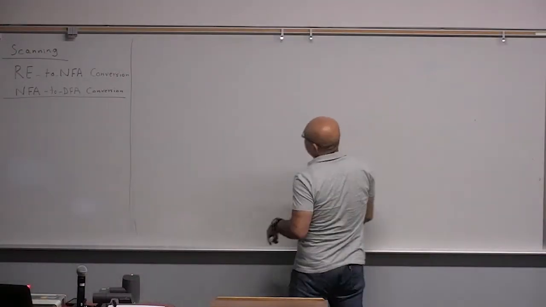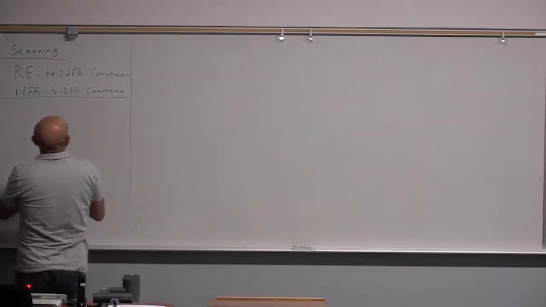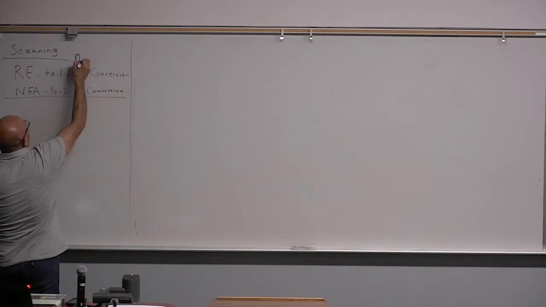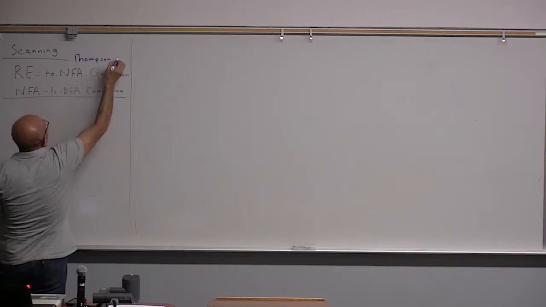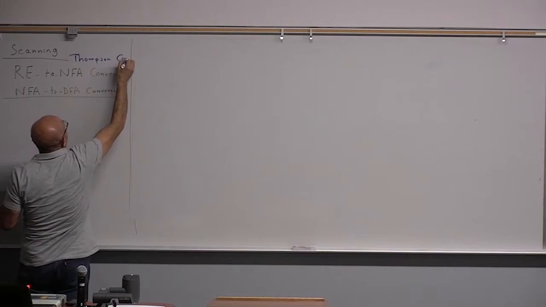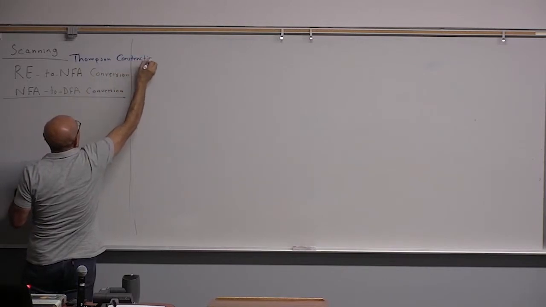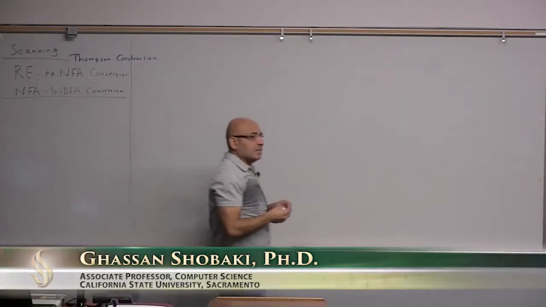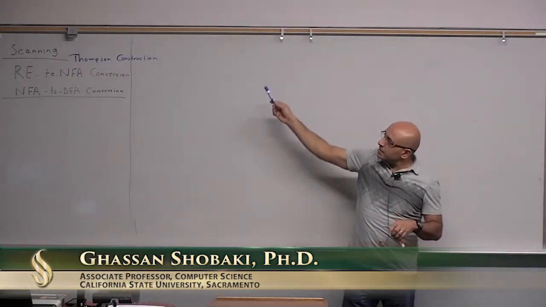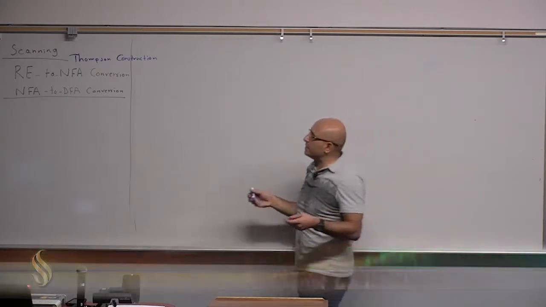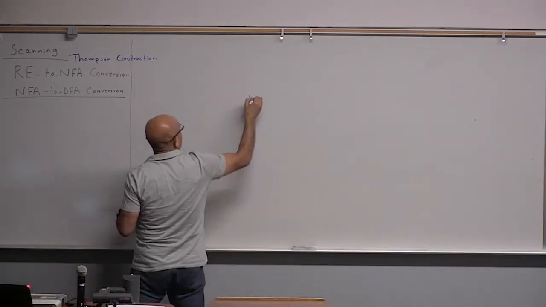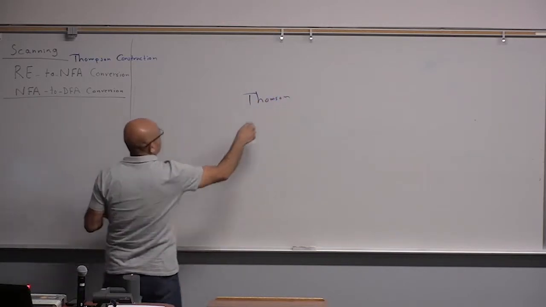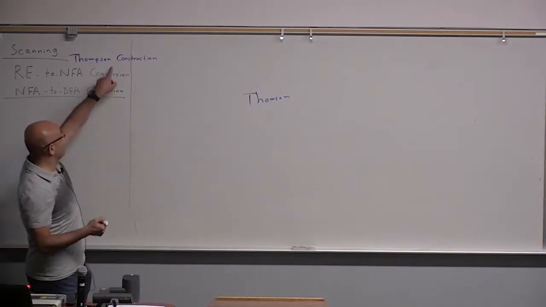So now the procedure for converting a regular expression to an NFA is called the Thompson construction. Okay, Thompson construction. This is not the physicist Thomson. There is a physicist with the last name Thomson, I think without a P. That's a physicist. This is a computer scientist.